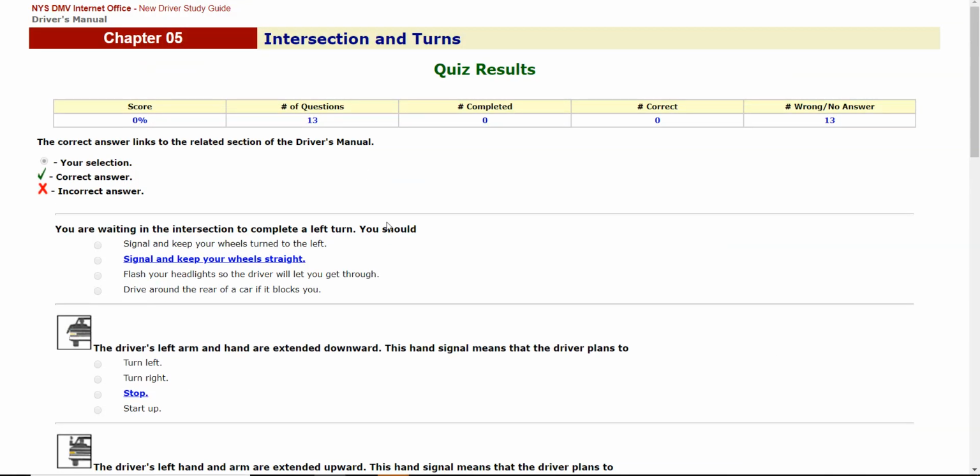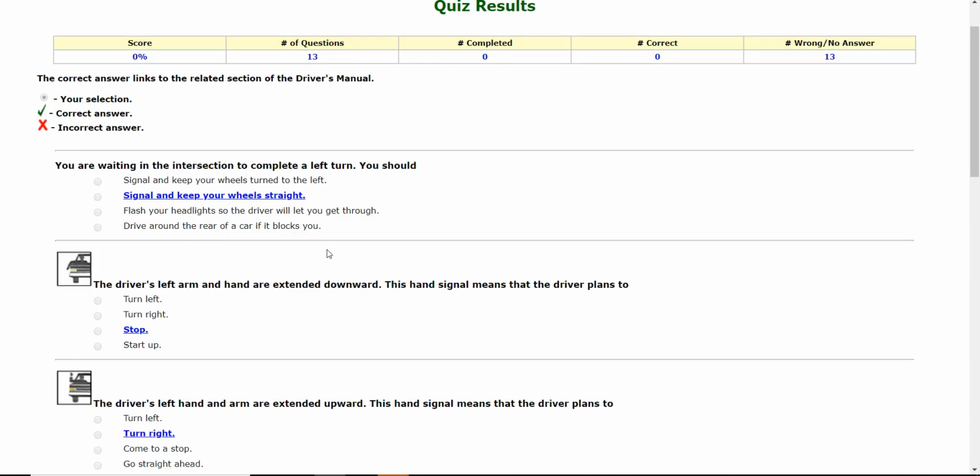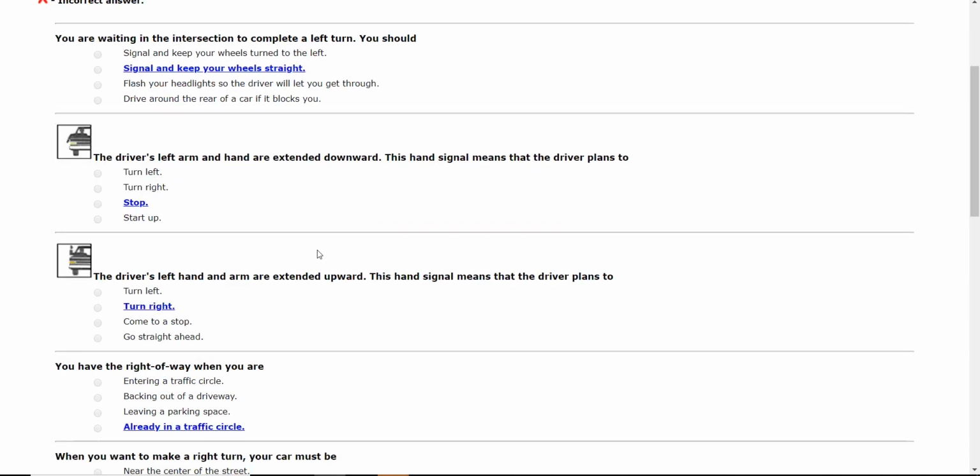Chapter 5, Intersection and Turns. You're waiting in the intersection to complete a left turn. You should signal and keep your wheel straight. So always keep the wheel straight, don't turn the wheel left. Otherwise, if you get hit from behind, you'll be pushed into traffic, which is bad for the balance of the car.